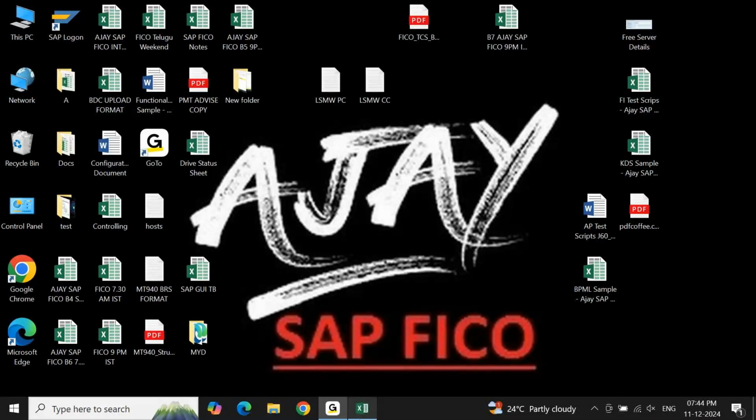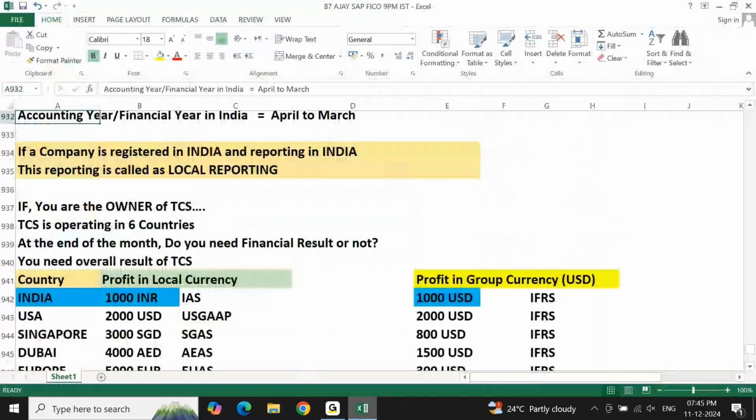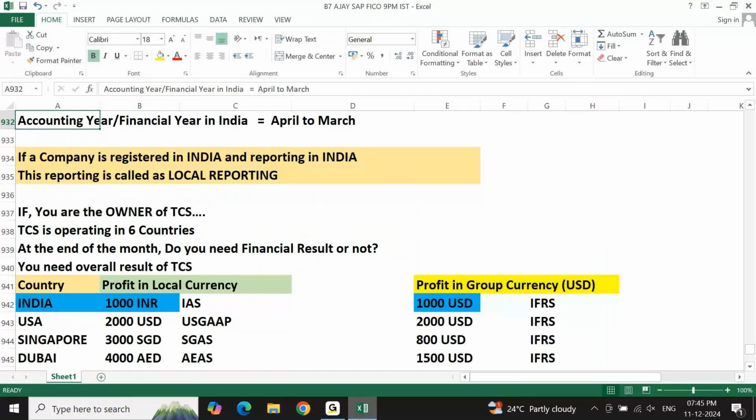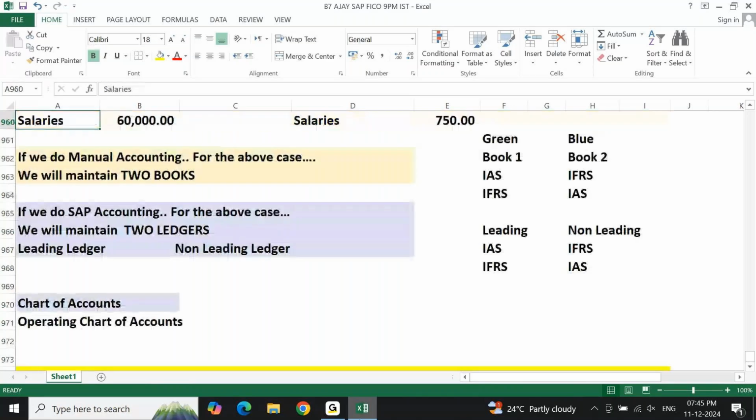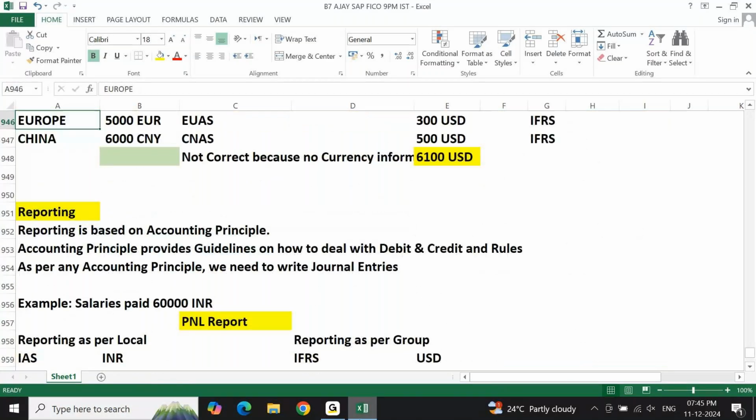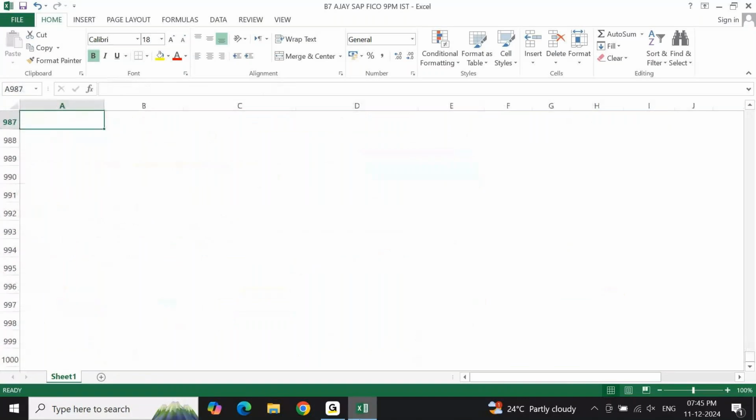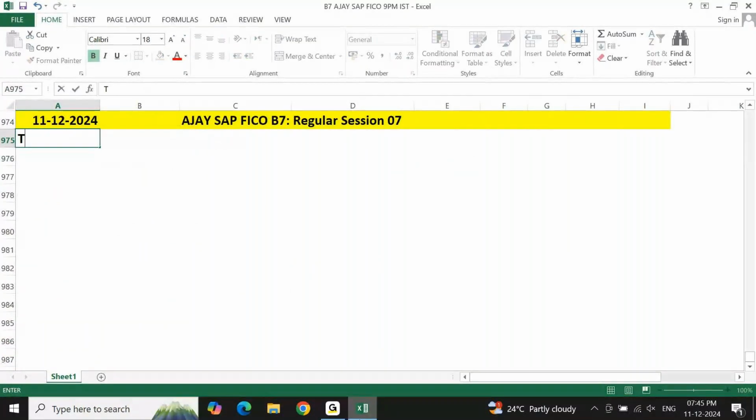Okay, in the last session, we were talking about reporting, company code, country, different kinds of currencies, accounting principles and all. Now, we will try to take a simple example. We will try to understand different connecting points with respect to SAP FICO accounting. We were talking about one company, which is basically TCS or anything. Let me put TCS only here. And I'll talk about TCS India specifically.